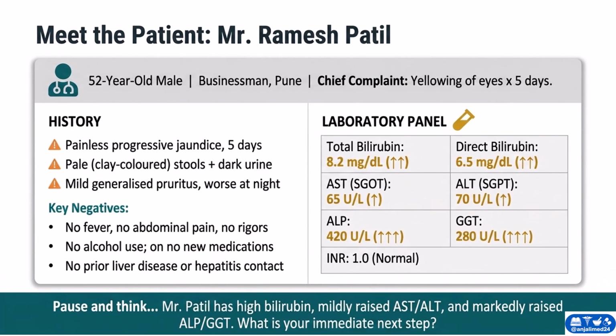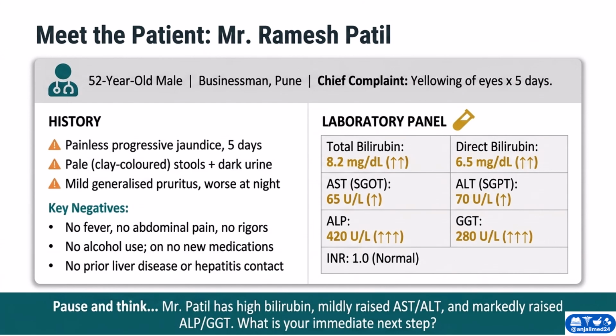Let's begin with a real clinical scenario. Meet Mr. Ramesh Patil, a 52-year-old businessman from Pune who presents with yellowing of the eyes for the past 5 days. His history is highly suggestive of obstructive jaundice. He reports painless progressive jaundice, clay colored stools, dark urine, and generalized itching, especially at night. Importantly, he has no fever, no abdominal pain, no rigors, no history of alcohol use, and no recent medications.